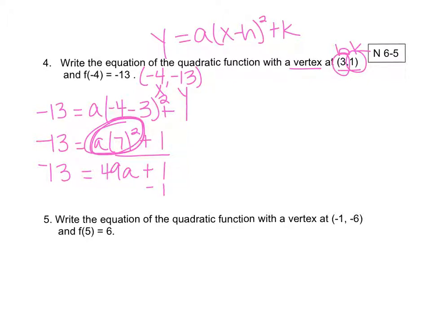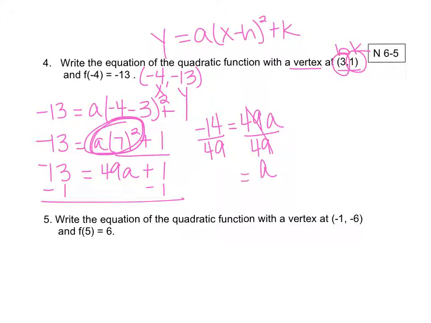So we're getting a by itself, so subtract 1. We get -14 equals 49a, and then divide by 49. So a, we're going to reduce that, would be -2/7. So same thing as the front. Once we find a, we're going to plug it back into, on this one, vertex form. So y equals -2/7 times x minus h, which is 3, squared, plus k, so plus 1.